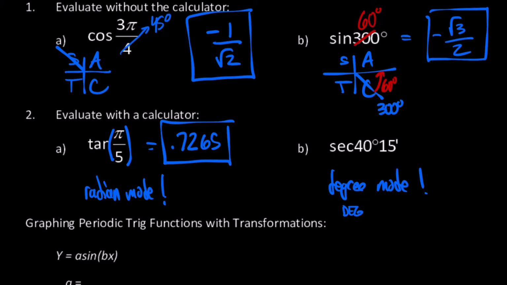The other difficulty here is there is no secant function on your calculator. So remember, secant is the reciprocal of cosine. So what you would enter in the calculator is 1 over cosine 40 degrees, 15 minutes. Okay, and if you do that, I got 1.3102 to the nearest 10,000th.